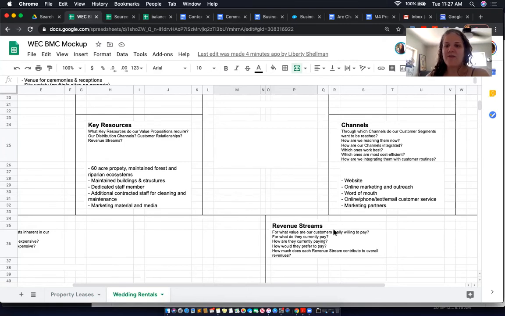Because I love the language here. Through which channels do our customer segments want to be reached, right? So if somebody's Google searching wedding venues near Denver, you want to reach them where they're at. You want to find them that way and connect with them. That one little bullet point will get a lot more fleshed out with time, but you're totally on the right track with these.